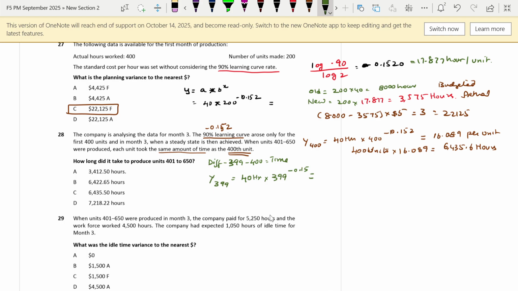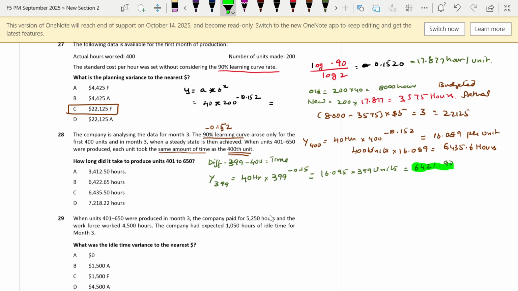16.095 times 399 units. How much will you get? 16.095 times 399 is 6421.9. What are the things we have to take?